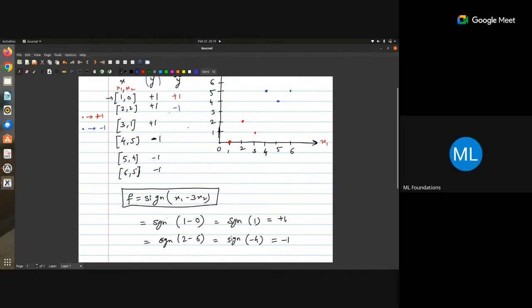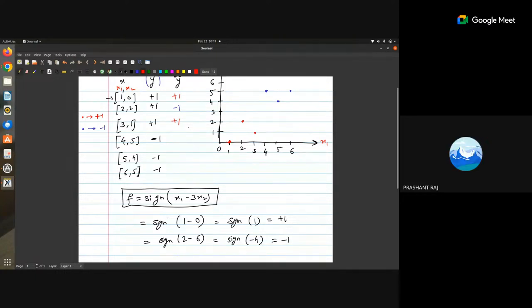3 minus 0, so (3, 0). What sign will you give to that data point? +1. It says +1, but why should we take +1? It's not negative, right? Correct. Yeah, that's it. So this is +1. What about (4, 5)?